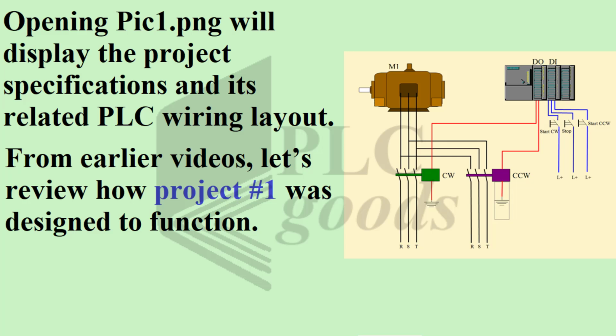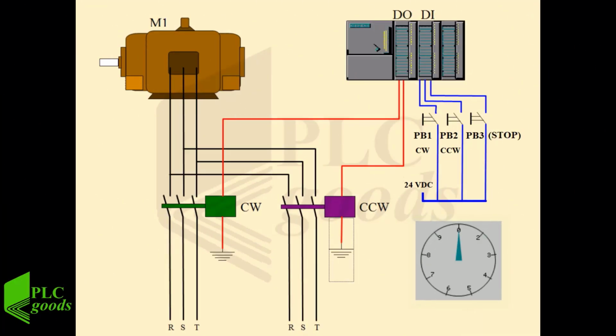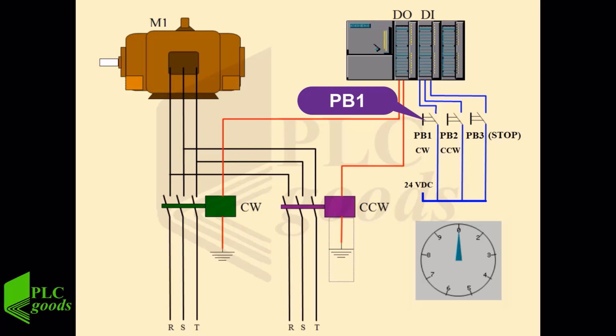From earlier videos, let's review how project number 1 was designed to function. Project number 1: controlling a 3-phase motor to run clockwise and counterclockwise. Depressing PB1 initiates clockwise motion, while PB2 triggers counterclockwise motion. Pressing PB3 stops both outputs.